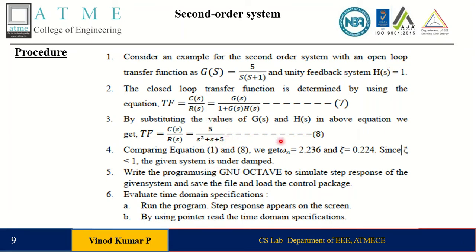You compare this with the standard equation, and you will get omega n square as 5, zeta will be 1 divided by 2 omega, so that you get 0.224, and omega n as 2.236. So this is how you calculate, and you can write the program code, which has been explained previously, in the GUI IDE environment or use Matlab to obtain the step response curve and evaluate the time domain specifications. You can run the program and obtain the step response, how it appears on the screen, by using a pointer, or you can go for a characteristics curve.